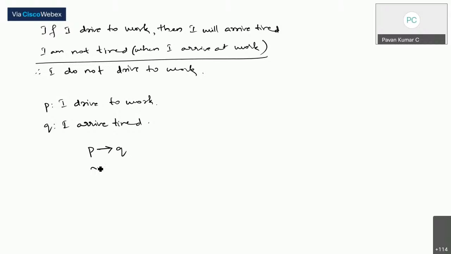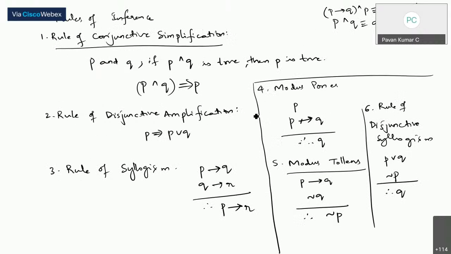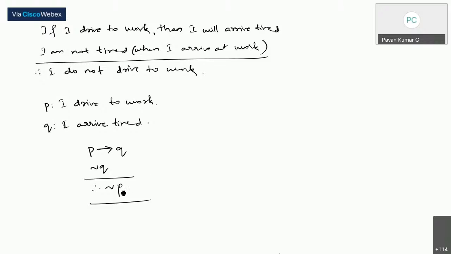I am not tired, so I will represent this as negation Q. But the conclusion here is I do not drive to work. So that means the statement is P implies Q and negation Q is there. If I observe this by the rule of modus tollens, P implies Q is there and negation Q is there, then I can say I have arrived at a result, negation P. So this is a valid statement.